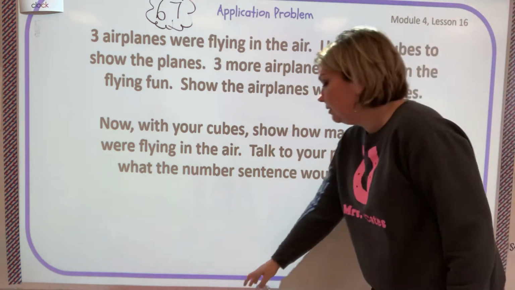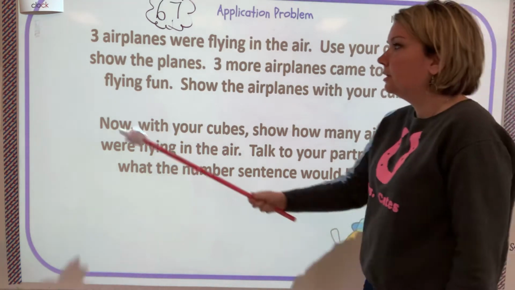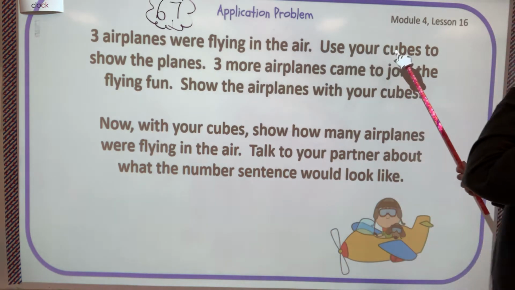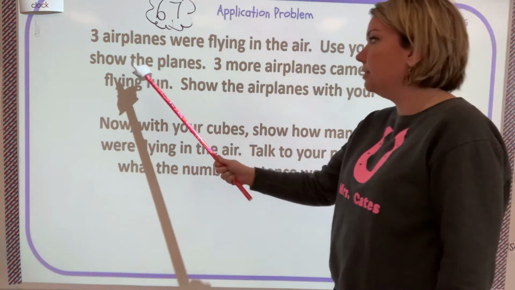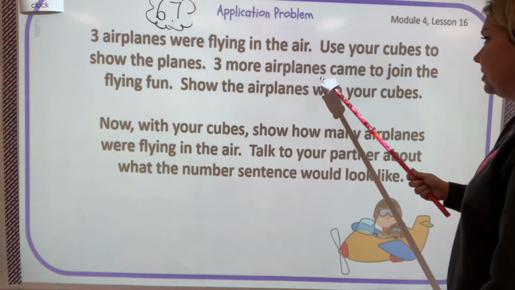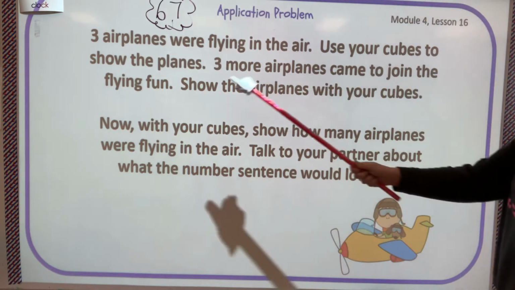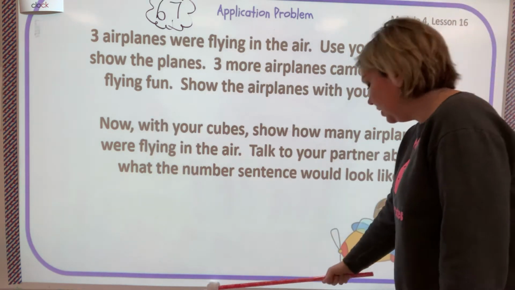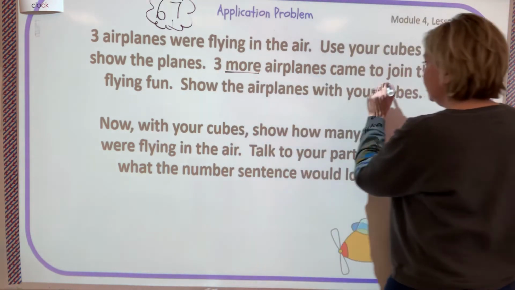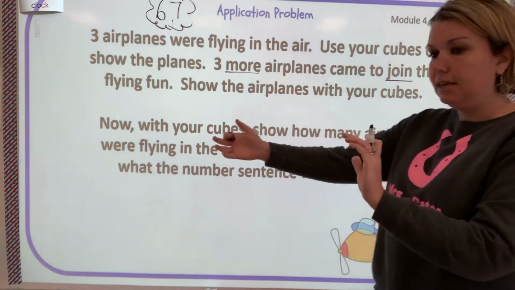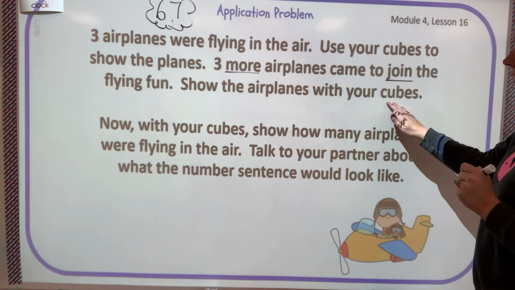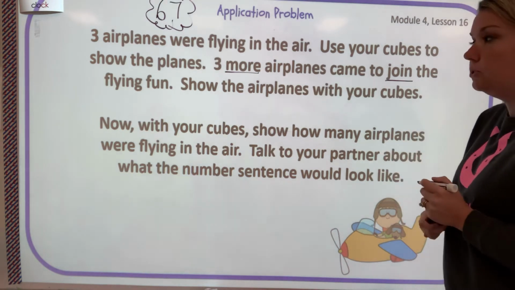So I'm going to read the whole story. 3 airplanes were flying in the air. Use your cubes to show the planes, or you could draw. 3 more airplanes came to join the flying fun. So when I see words like more and join, that lets me know I'm taking 2 numbers and putting them together. Show the airplanes with your cubes, or you could draw.